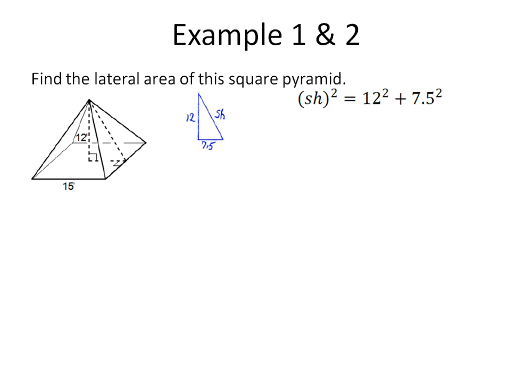Okay, so the slant height squared, or the hypotenuse squared, is equal to the sum of the two legs squared. So the slant height squared in this case is equal to 12 squared plus 7.5 squared. So the slant height squared is equal to 144 plus 56.25. So the slant height, which is the square root of both of these sides, becomes the square root of 200.25, which is approximately 14.15 feet.